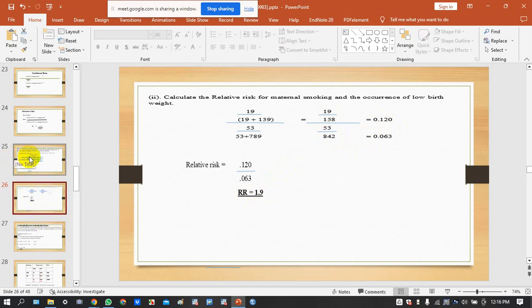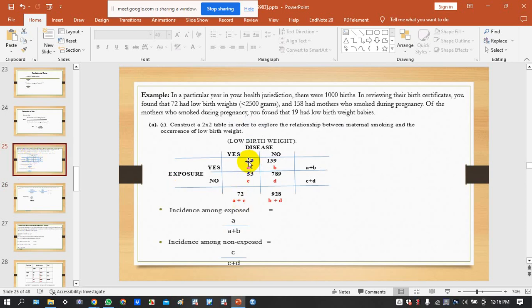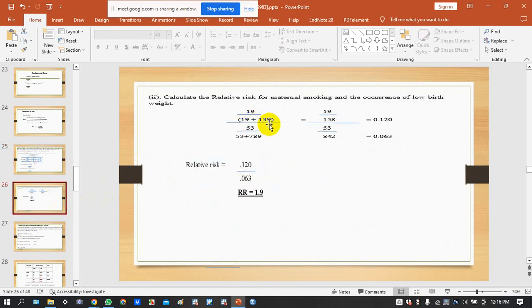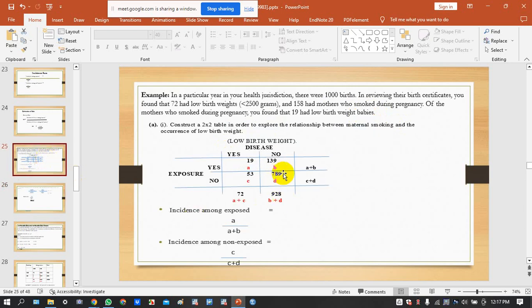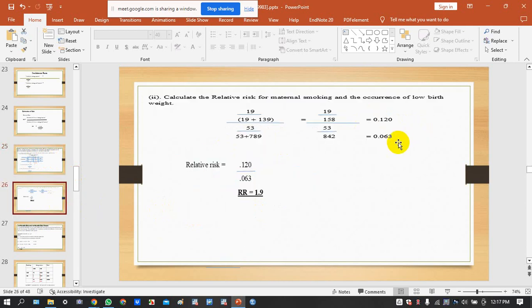So let's look at the incidence in the exposed. The incidence in the exposed is 19 over 19 plus 139. 19 plus 139 gives us 158. So this gives us 0.120. Then 53 over 53 plus 789. So we have 789 over here. 53 divided by 53 plus 789 will give us 0.063. Okay.